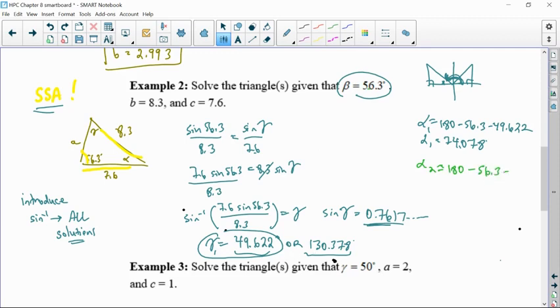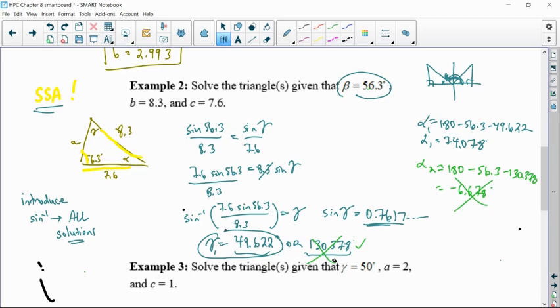I had originally a 56.3, and I also could have had a 130.378. If I subtract those, I don't even need to do this, but just because of my OCD, I will. I'm going to get a negative answer, 30.378. That just means that even though I had two possible angles for gamma, I can't have two possible angles for alpha. There's a contradiction. So now I know there's only one possible triangle, not two.